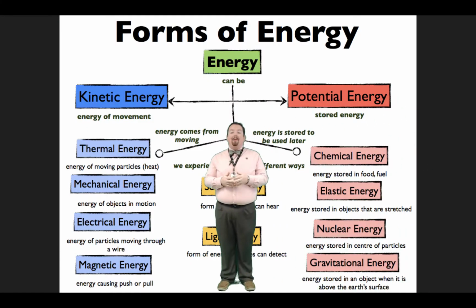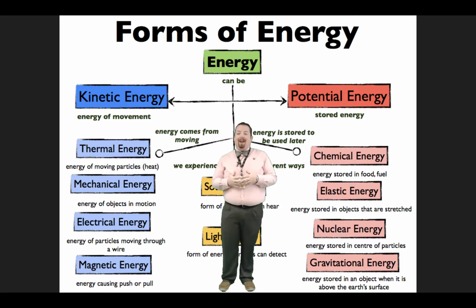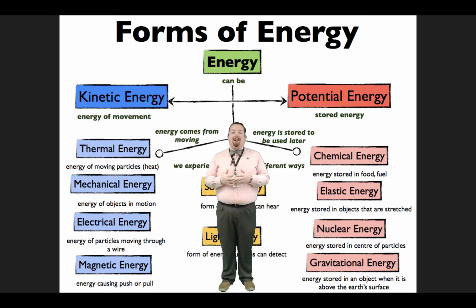So to start out, I would copy down this chart of the forms of energy. You'll notice that on the left side of our chart we have all types of kinetic energy. On the right side we have all the types of potential energy. There are two main types of energy, kinetic and potential. Kinetic is the energy of movement. Anytime something is moving, that is kinetic energy. Potential is energy that is stored. So energy that is contained within an object that isn't being used for movement.